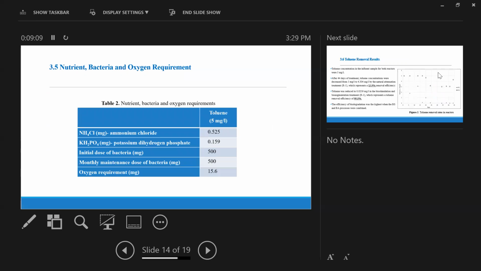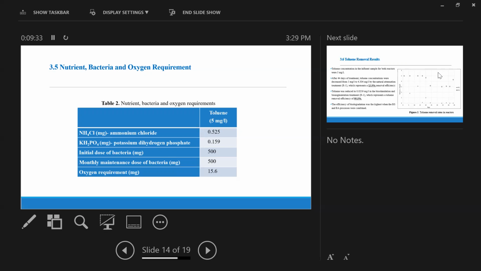And this table shows the nutrient, bacteria, and oxygen requirements for reactor 1 only. Again, we did not add any nutrients or bacteria to reactor 2. We added them only to reactor 1. So this table shows how much nutrient, how much bacteria, and how much oxygen was required in reactor 1.